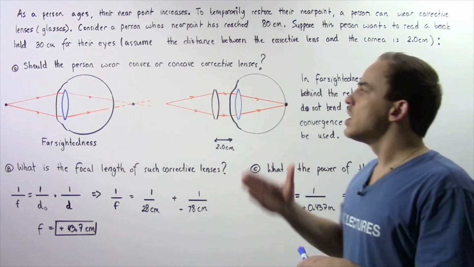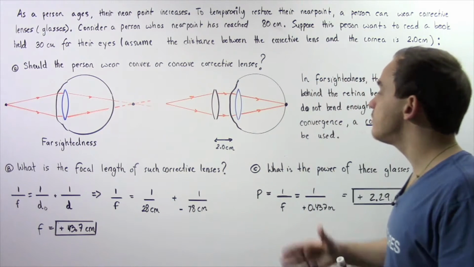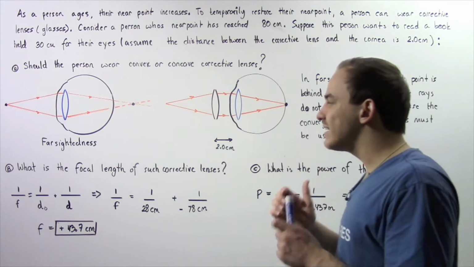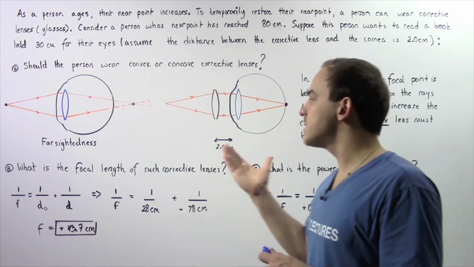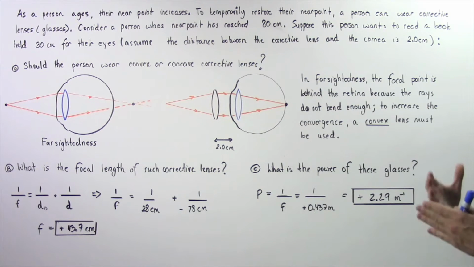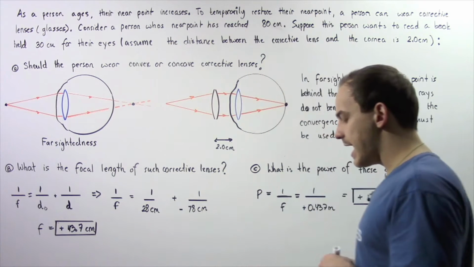In part A, should the person wear convex or concave corrective lenses? In part B, what exactly is the focal length of such a pair of corrective lenses? And in part C, what is the power of these glasses? So, let's begin with part A.